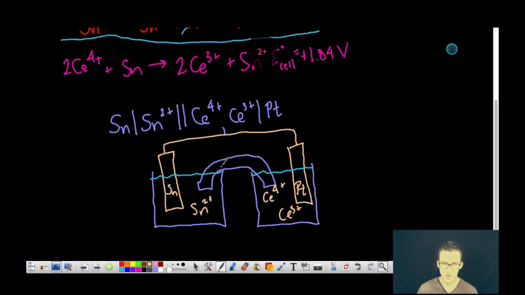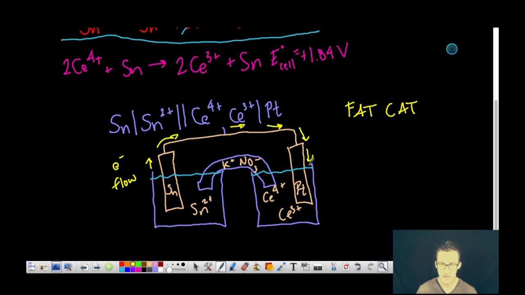For your salt bridge there, you can put any salt, but I commonly use potassium nitrate. It's always a good one to go to in terms of the salt that will be in your salt bridge to replace the charge as the reaction takes place, and to ensure that your reaction doesn't stop. The last thing that we need to do is indicate the direction of the electron flow. The electron flow is going to occur from the anode to the cathode. So again, remember fat cat. Our anode here is the tin anode, and so our electrons are going to flow in this direction. And again, as those electrons flow down that inert electrode there, the 4+ ion is going to pick them up and be reduced to the 3+ ion.